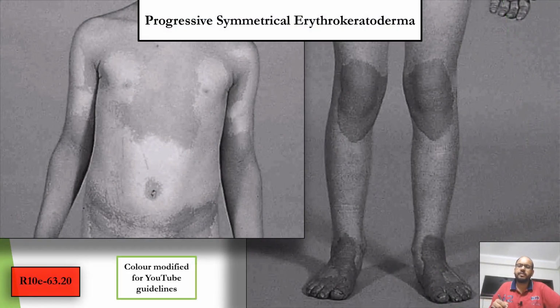So look at this picture. The picture is somewhat the same as erythrokeratoderma, but the lesions are increasing in size wherever they are. They are not changing places like EKV. Clear? I hope I'm making sense. If not, mention that in the comment section along with the timestamp, and we'll have a discussion there.